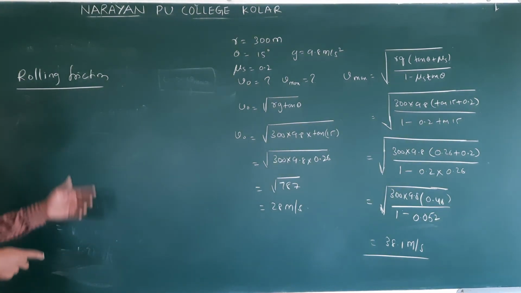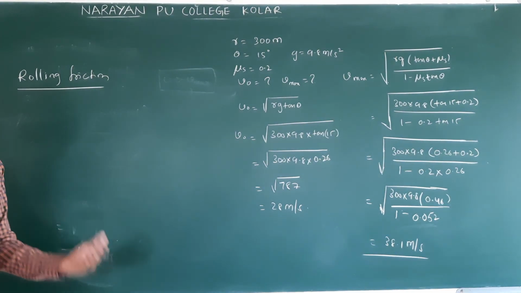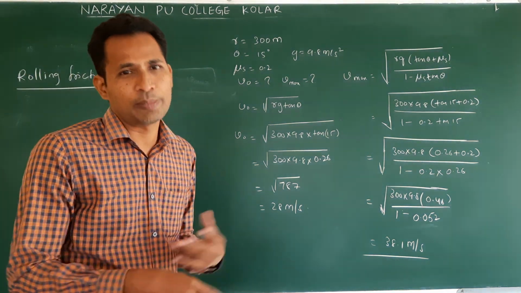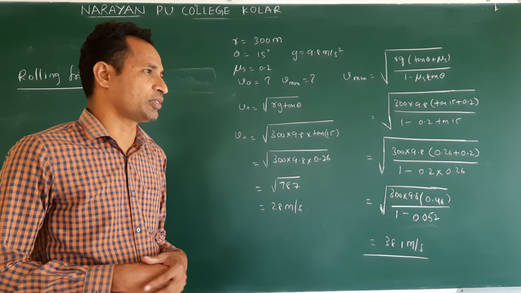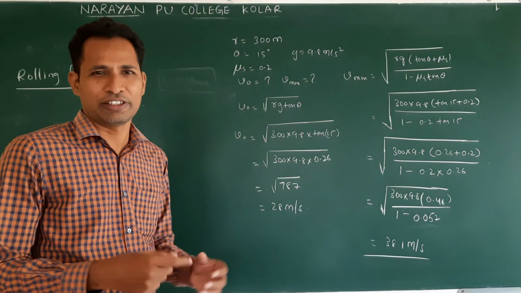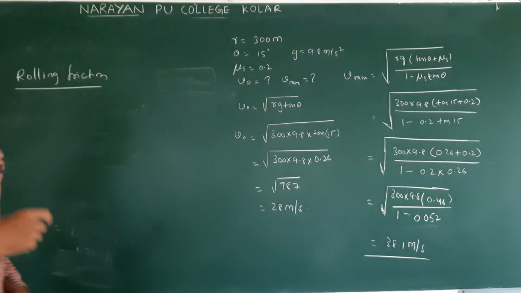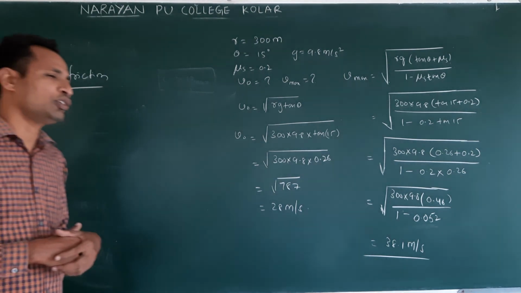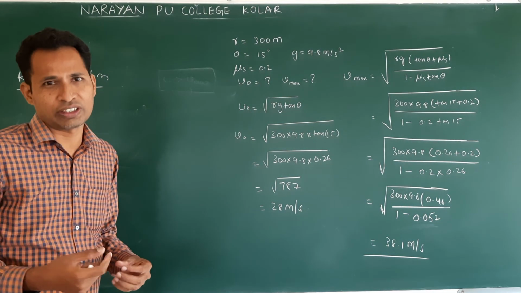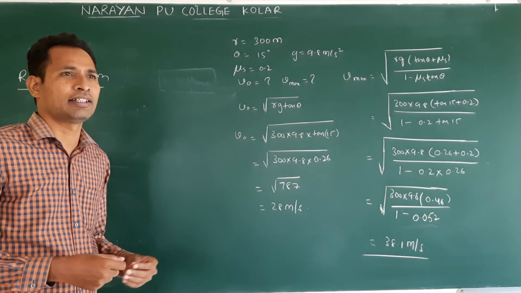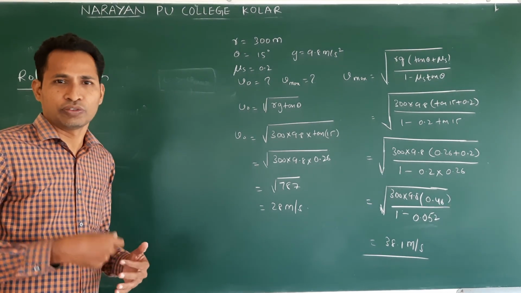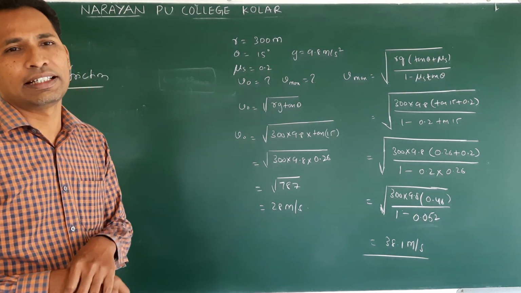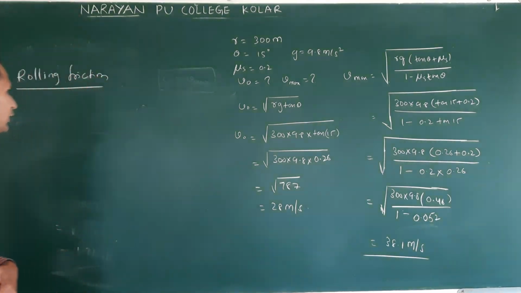Other than that, if a body rolls, like a cylinder kept on an inclined plane, it is rolling. You see the ball bearings, they roll between two rims, I don't know exactly what the name is, but ball bearings are rolling. When the body rolls, the friction between the contact surfaces opposing relative motion, we call it rolling friction.